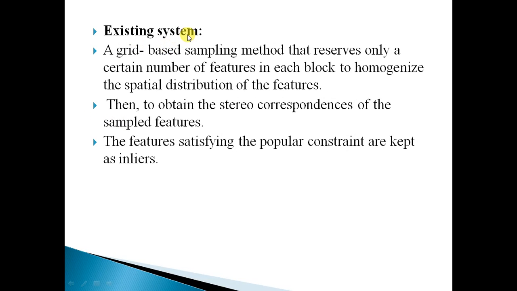In the previous system, they used a grid-based sampling method, which will reserve a certain number of features for a homogeneous spatial distribution of the features, and again we have to obtain a stereo correspondence of that sample of features. So these features will satisfy the epipolar constraint and are kept as inliers. The term inliers means the combination of RGB, that is red, green and blue colors.